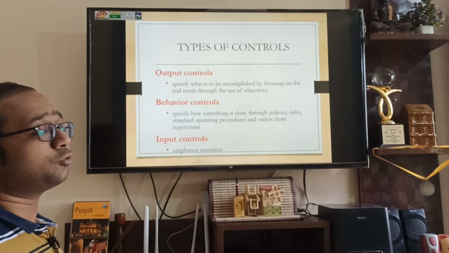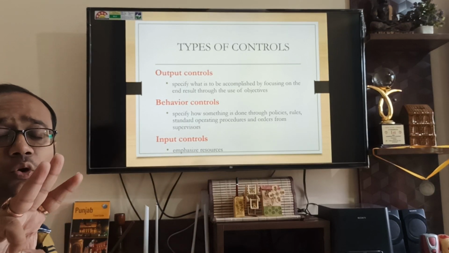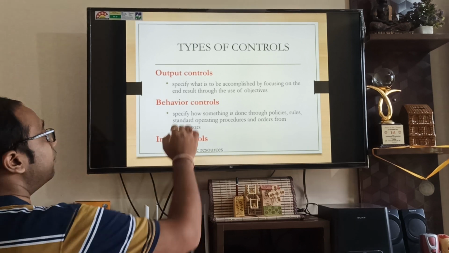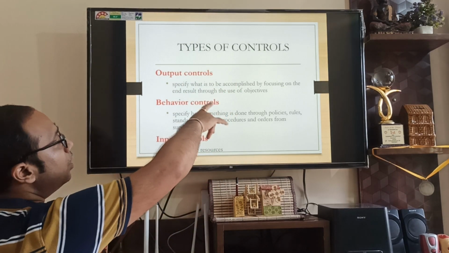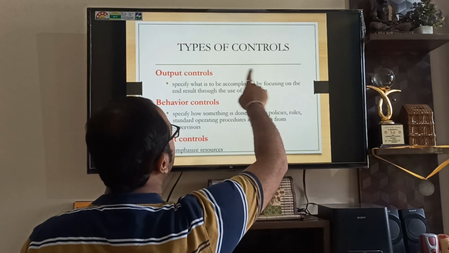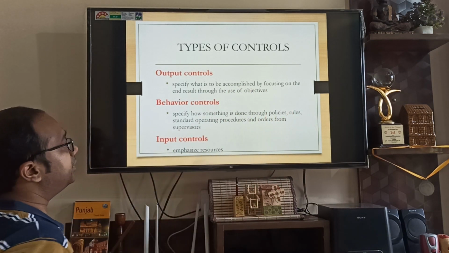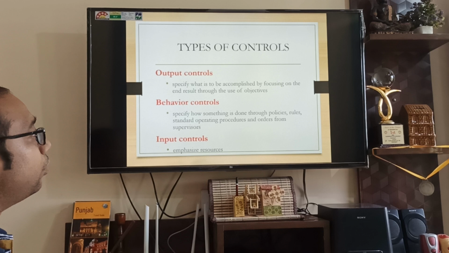There can be types of controls and 3 types of control depending upon where you are applying. When you are controlling the output, that is known as output control. So you specify what is to be accomplished by focusing on the end result through the objectives. That, my dear friends, is known as output control.